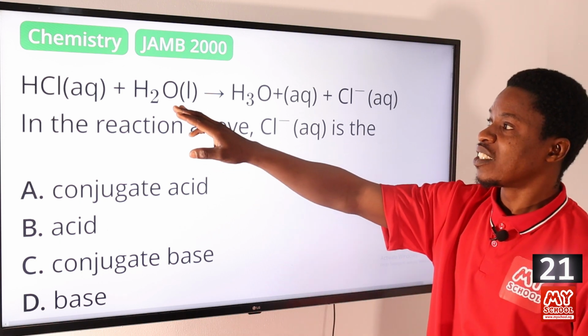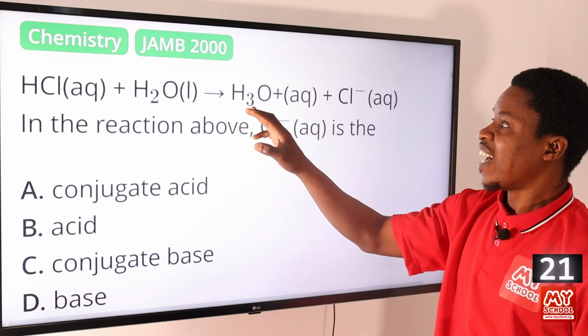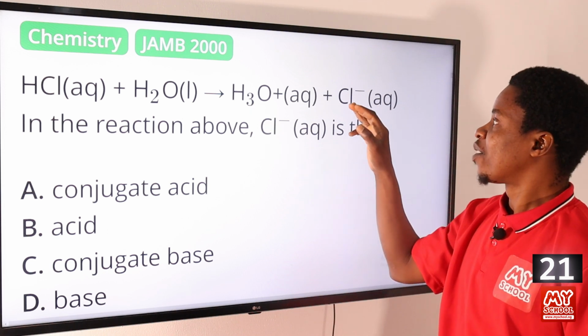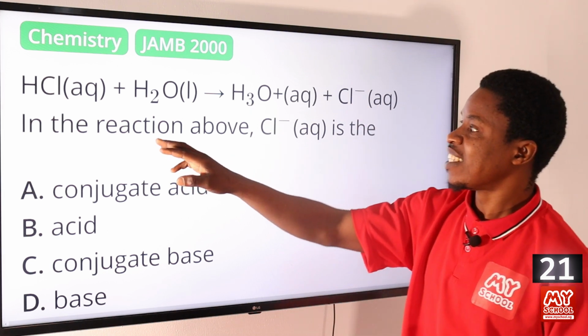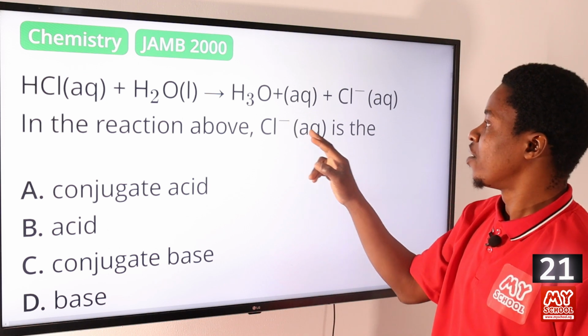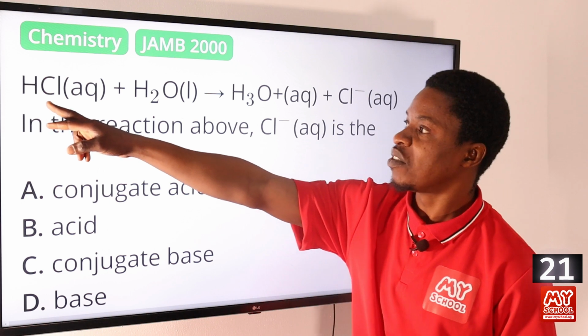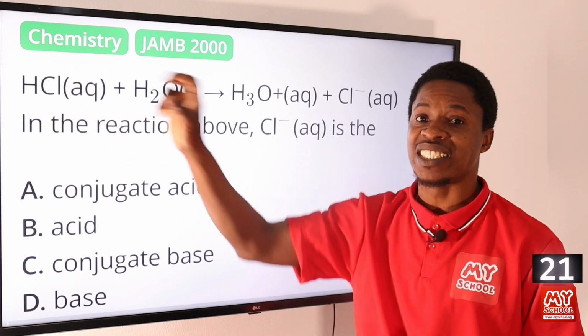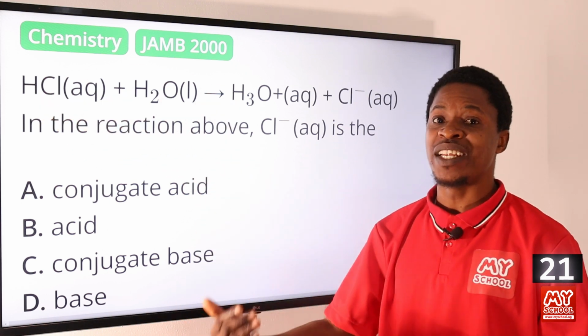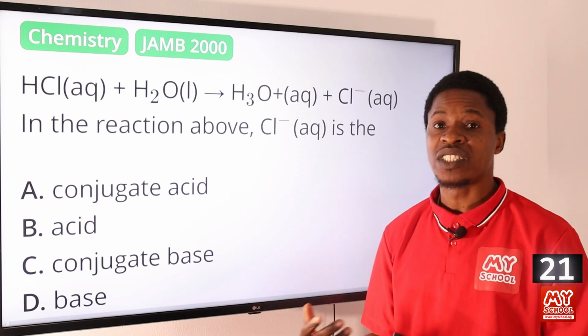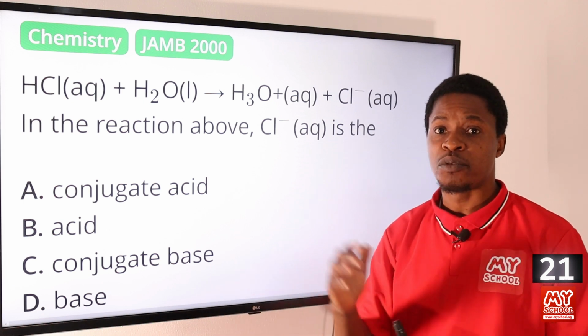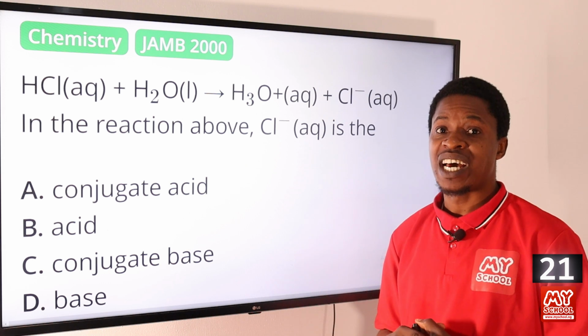HCl reacts with H2O to form hydronium ion plus chloride ion, in the reaction above. What is Cl minus? Now, the reaction is between HCl. Of course, don't forget HCl is an acid. And acids usually, when they dissolve in water, what happens? They liberate a proton or they liberate hydrogen ion.